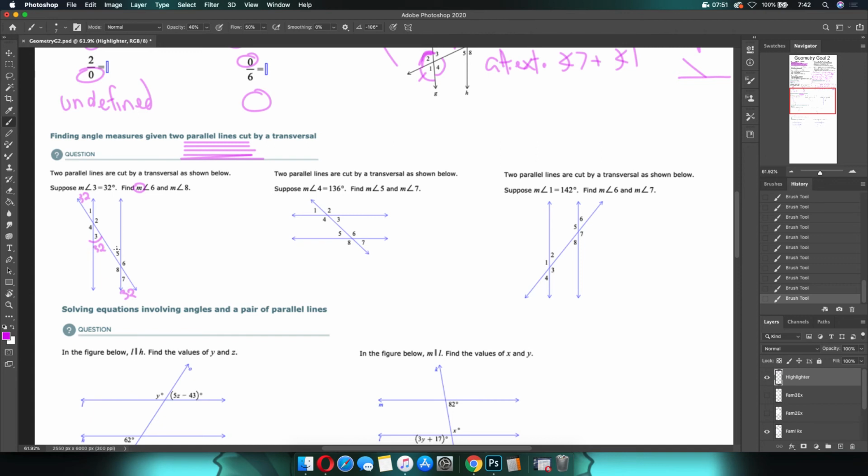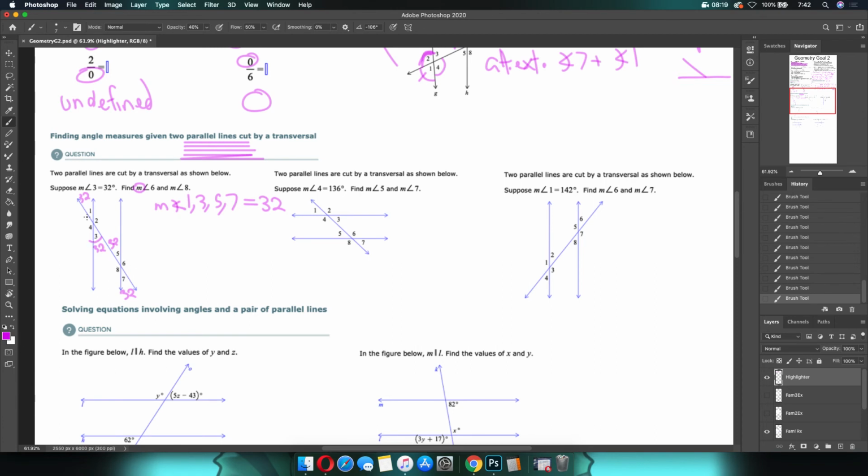3 and 5 are alternate interiors. Alternate interiors are your friends specifically because they're always congruent, so this is 32. So I already know a whole bunch of my angles. I know the measure of angles 1, 3, 5, and 7 all equal 32. All right, that's great, Ms. Dubois, but that's not what they're looking for. They want 6 and 8 all the way over here, and how do I get that?